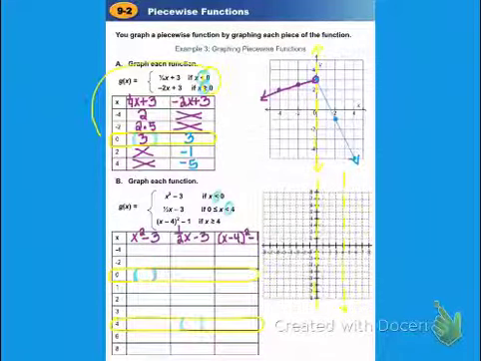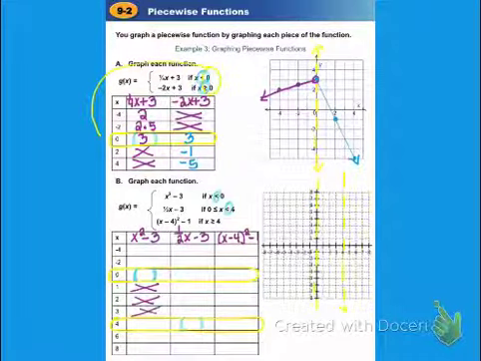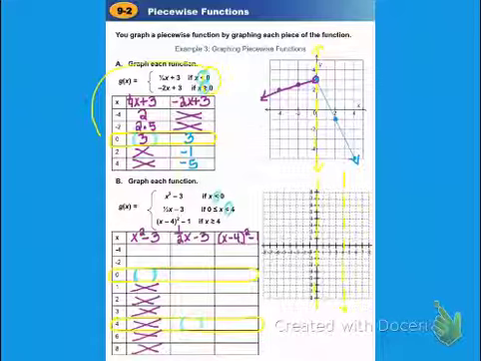And now I'm ready to start plugging in values. For this first function, I'm only going to plug in values that are less than 0. Once I get past 0, so like here and here and here, I'm not going to plug in there because they're outside of the interval. So I'm going to take a look at just that.